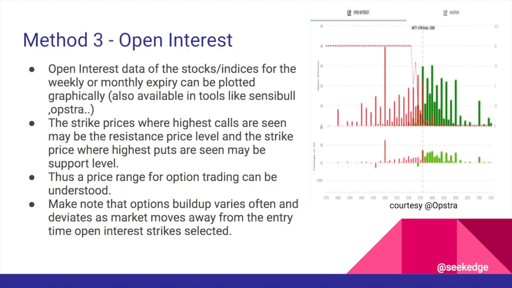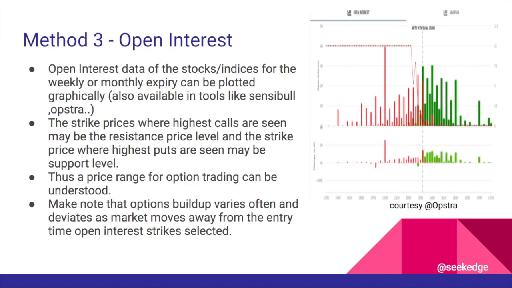And the third method is open interest. Open interest of the options data can be plotted graphically like you see on the right hand side. The options open interest data can be selected for a weekly or a monthly expiry, depending on which expiry the positions that we are taking. The strike price with the highest calls is seen to be the resistance price level, and the strike price with the highest puts would be the support. So that way we can get a price range of the strikes that has to be selected.